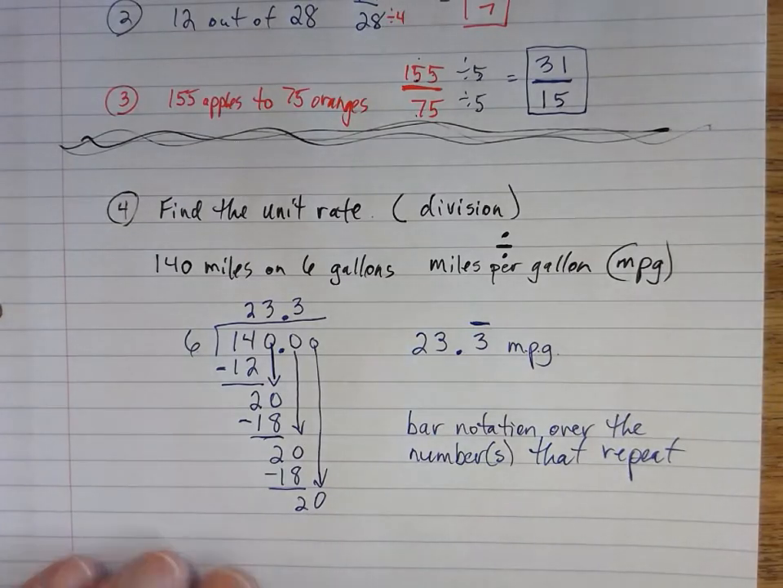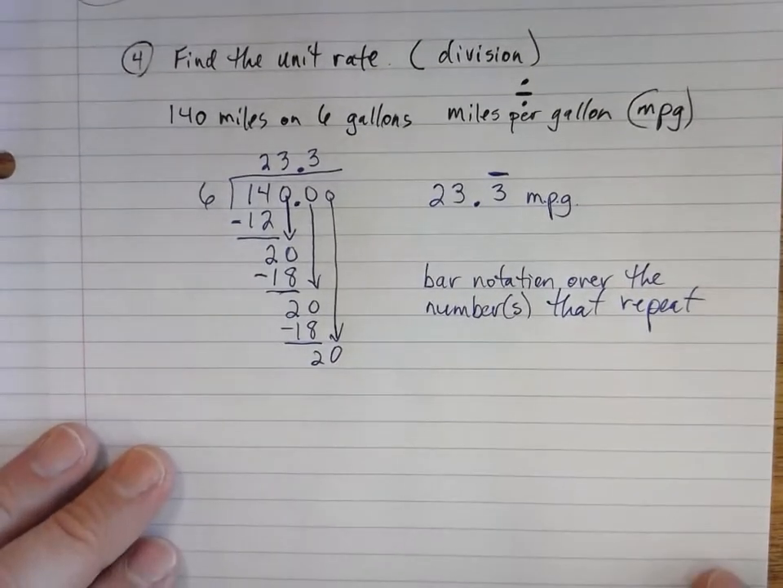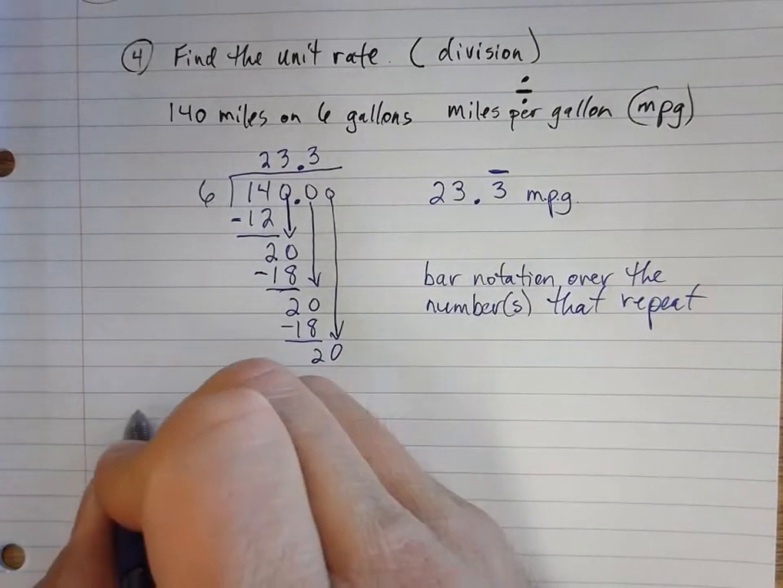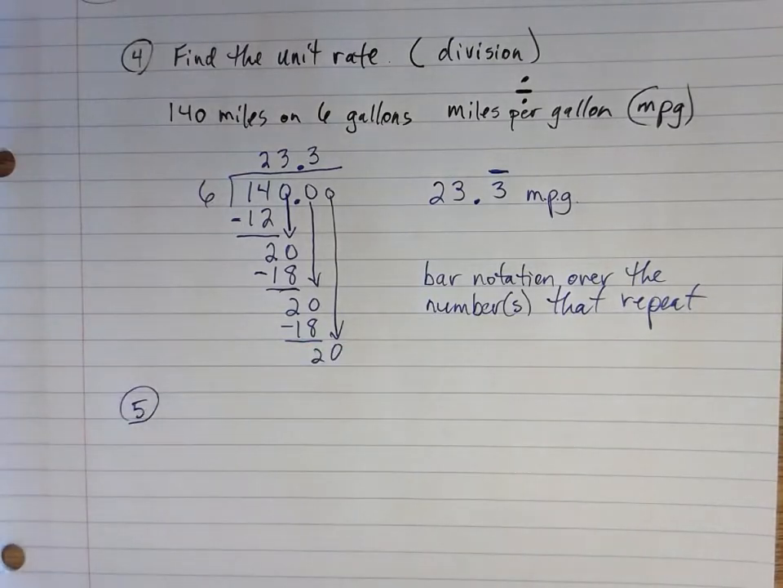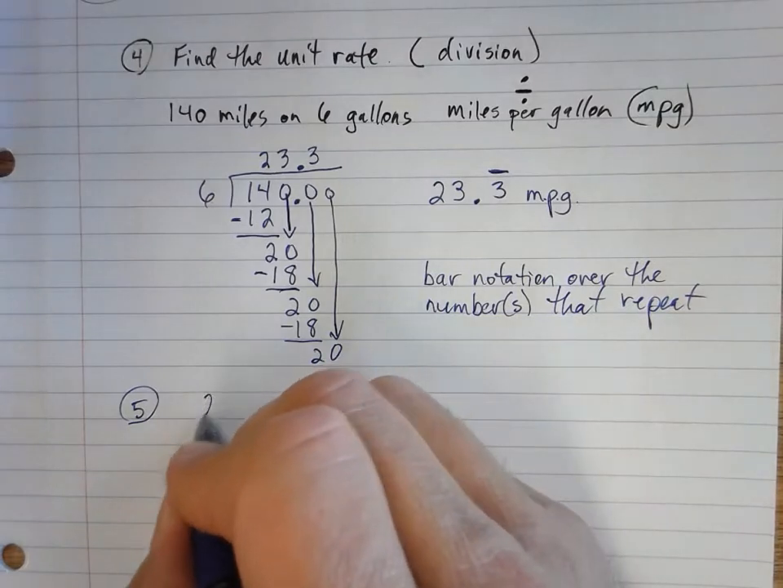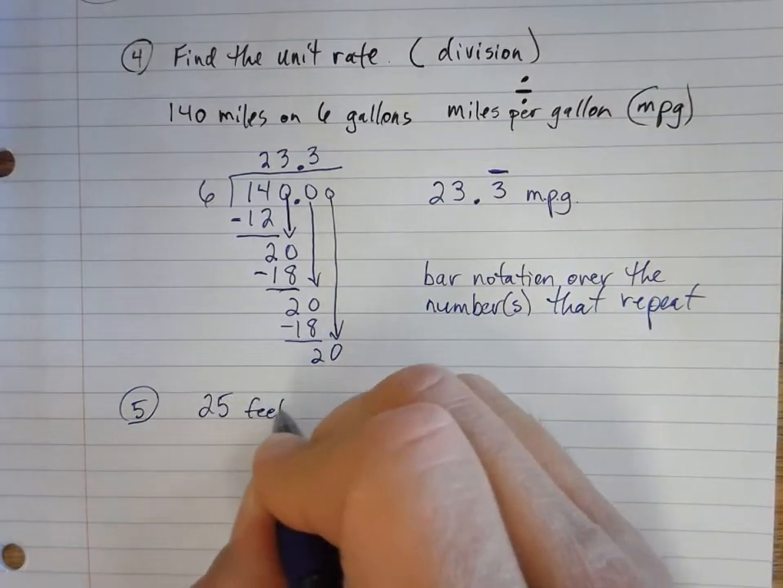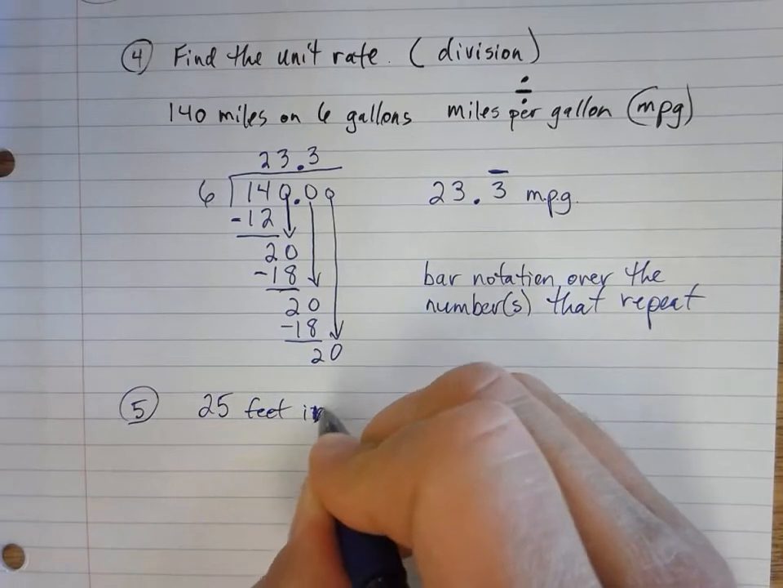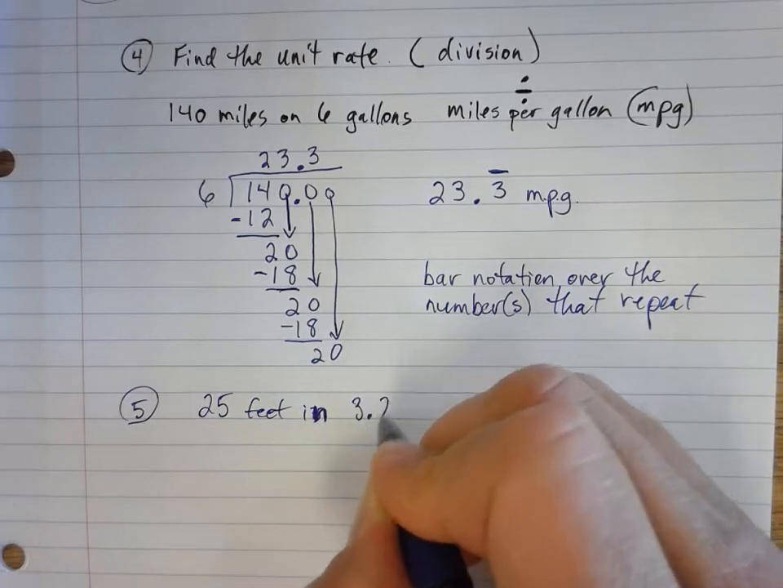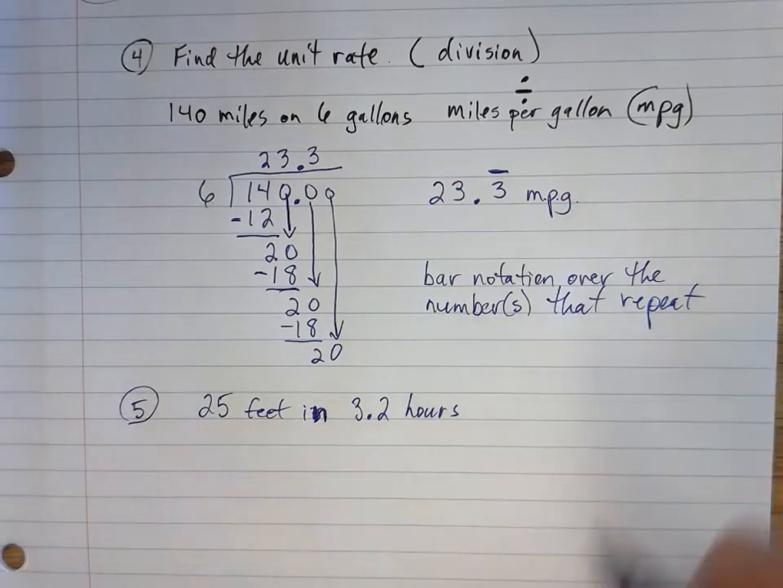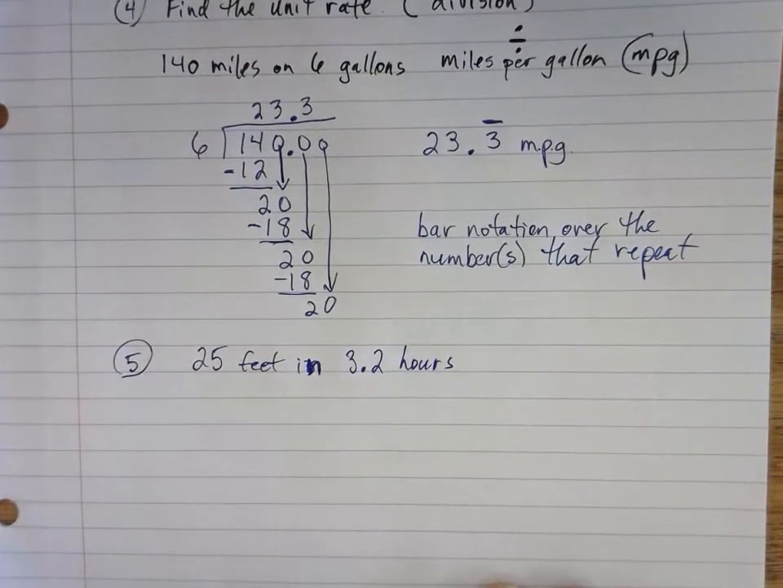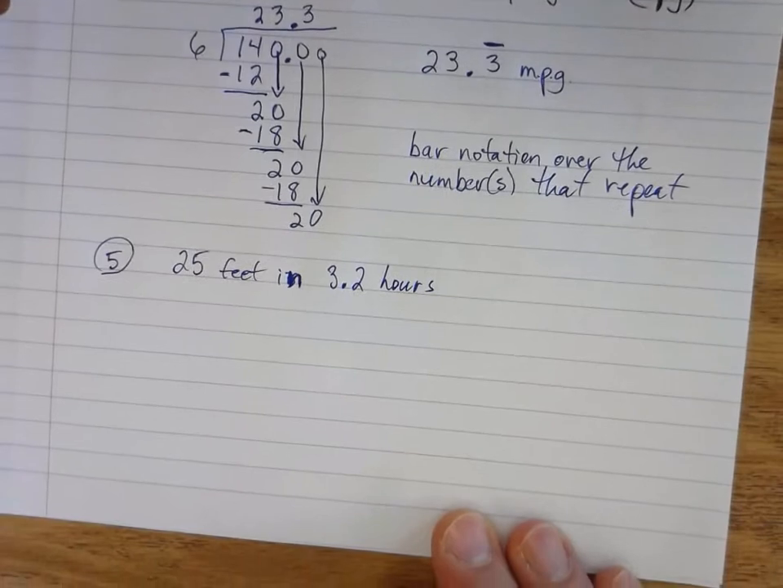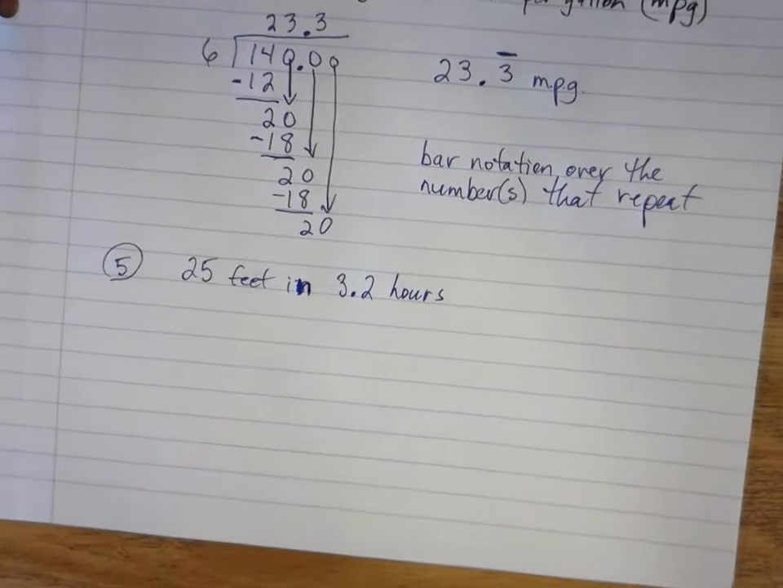All right, let's do one that's got decimals in it. Okay, so let's say we got this one: 25 feet in 3.2 hours. Must be a snail. 25 feet in 3.2 hours. That's not moving around too quick.